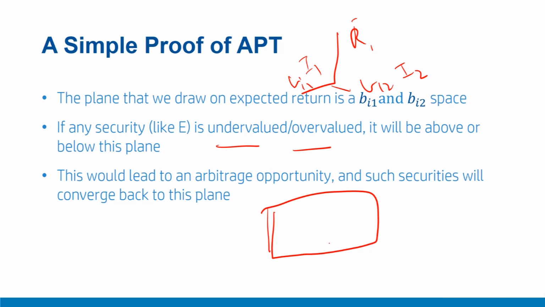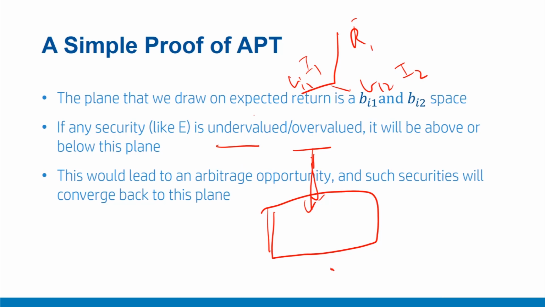If it is overvalued, then it will be below, and if it is undervalued, it will be above. It will be driven towards this plane by arbitrage argument, because if it is not on the plane, this will lead to an arbitrage opportunity, and such securities that are undervalued or overvalued will converge to this plane.